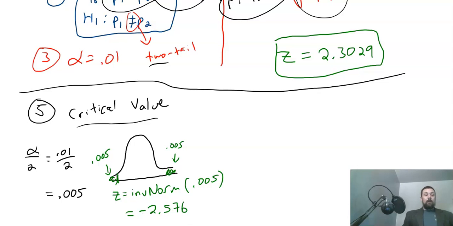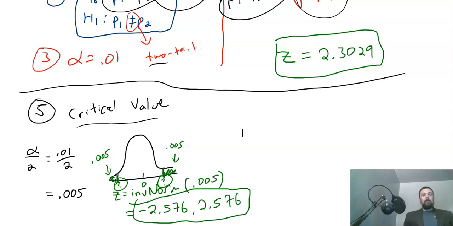That's the critical value in the left tail over here, but there's also a corresponding critical value in the right tail. Because of the symmetry, it's going to be the same number but positive. And so we'll get positive 2.576 as the critical value in the right tail. So there are our two critical values.